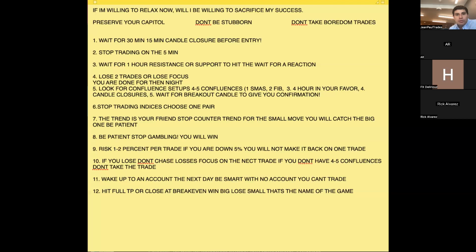How much percent would you use to pass a 100K account? 1 to 2% is what I would risk. Just make sure you're catching your 1 to 1s at least. If you're going to risk 1%, make sure you're catching 1%.